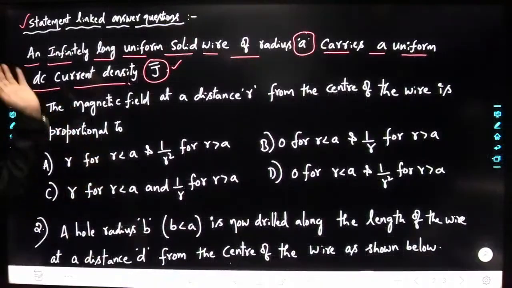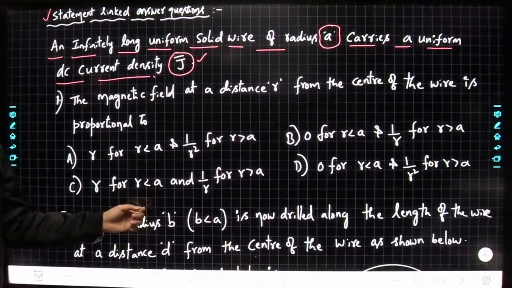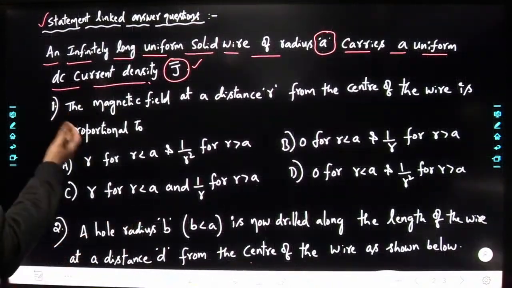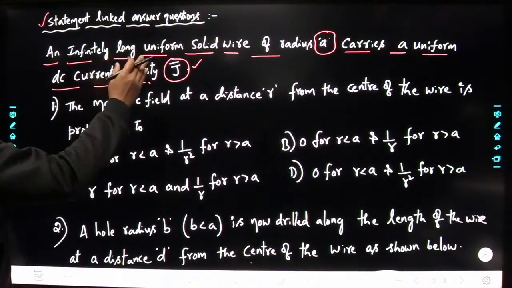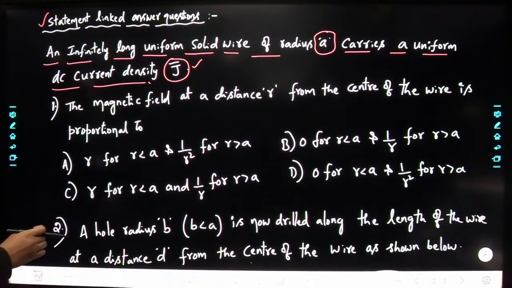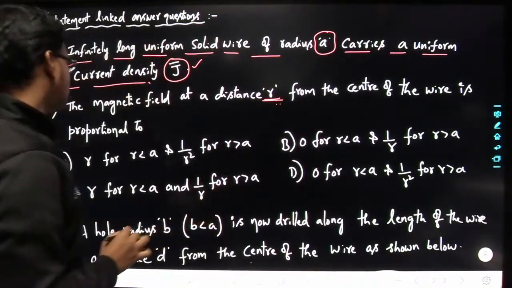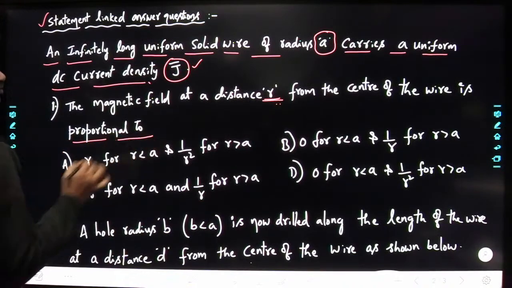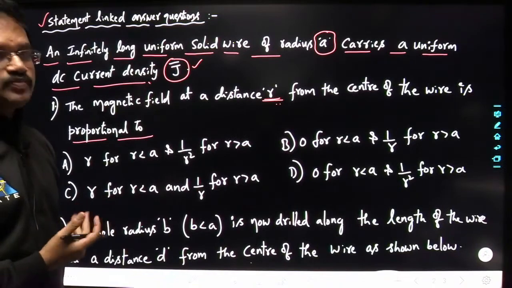Linked type questions, linked answer questions. Understood? Nowadays this type of question is not there in GATE, but previously it was asked. An infinitely long uniform solid wire of radius A carries a uniform DC current density Z bar. The magnetic field at a distance R from the center of the wire is proportional to what?